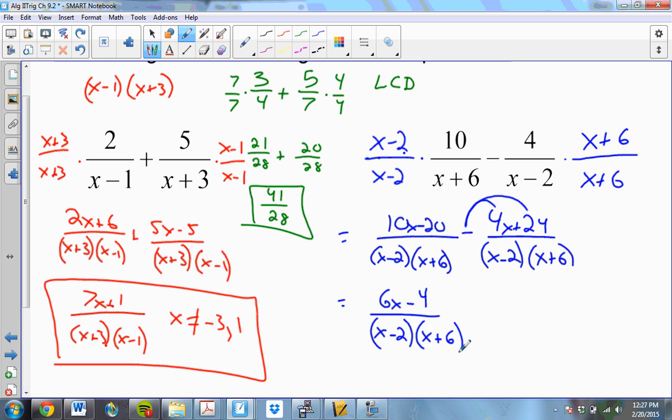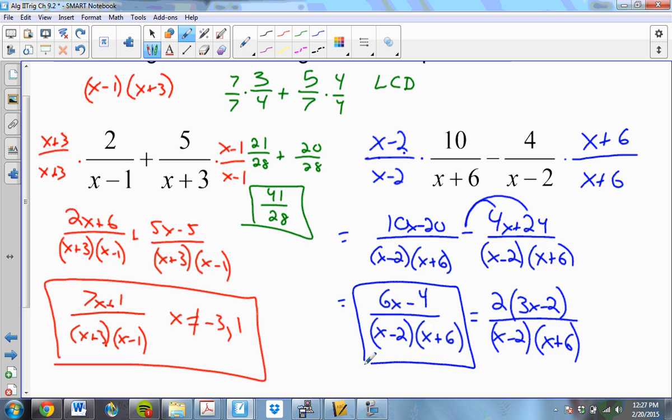Now I can check to see if this can factor at all on top. I can pull out a 2 just to see if anything else can cancel. If I pull out a 2, I get 3x minus 2. But that's not going to cancel with anything anyplace else. So I didn't really need to do this final step. This step here is really an okay place to end because nothing can cancel, although this is also just fine. Factored forms are really nice. I know that x cannot be 2 and x cannot be -6.